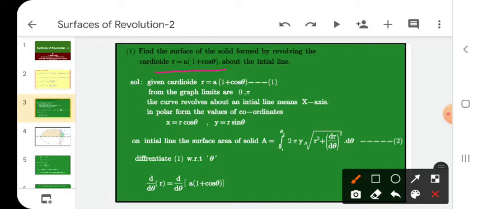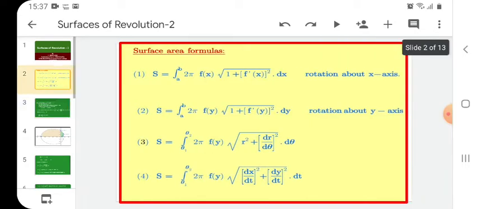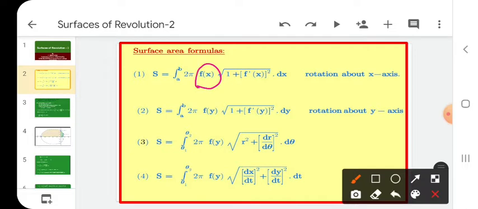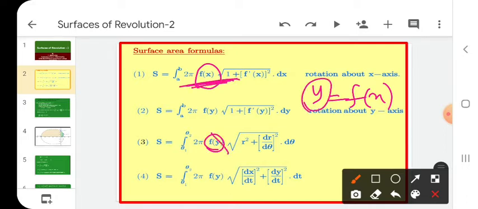Next, it revolves about an initial line. Initial means x-axis. X-axis means what is the formula? We write here f of x value. F of x means y equals f of x, so we write y value. Here we write not f of y value. And this is the polar form formula.